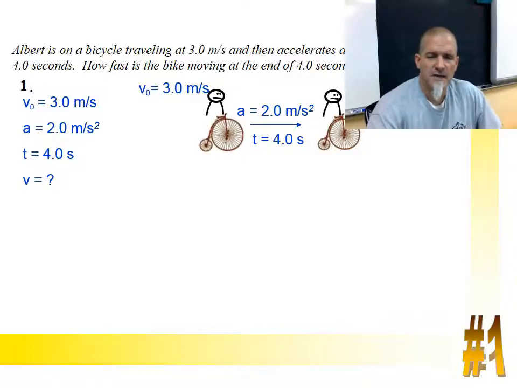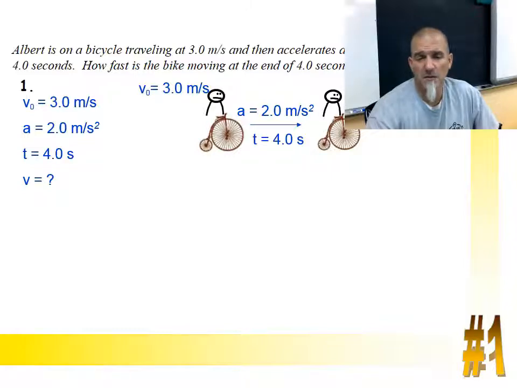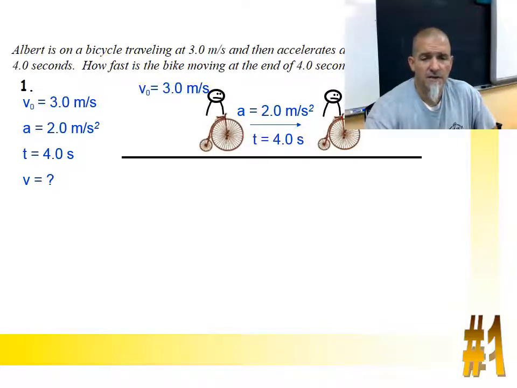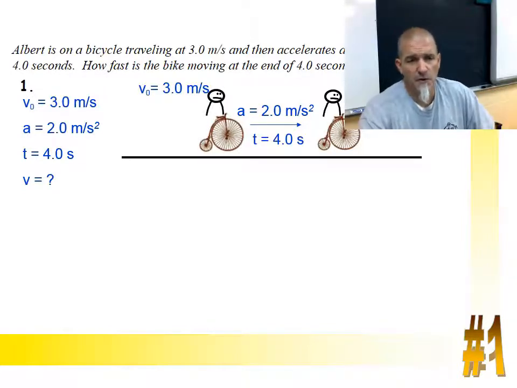In any case, here we have Albert moving at 3 meters per second. He's going to speed up, accelerate at a rate of 2 meters per second squared. I do know he's speeding up, by the way, because this is a positive acceleration, so he's going to be getting faster. He does that for 4 seconds, and we're looking for his final velocity, v. V equals question mark. We're then going to draw our line that separates our givens from our work.